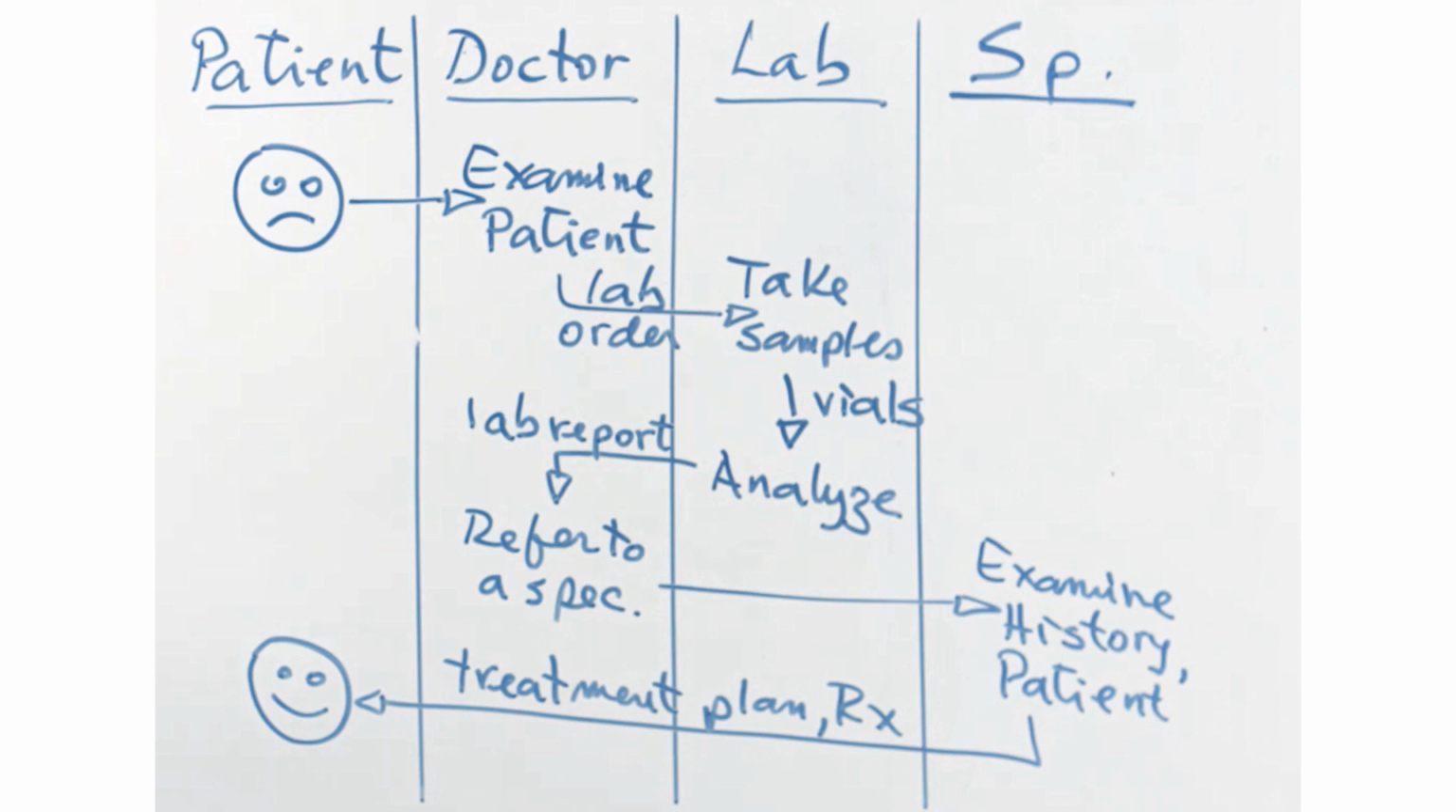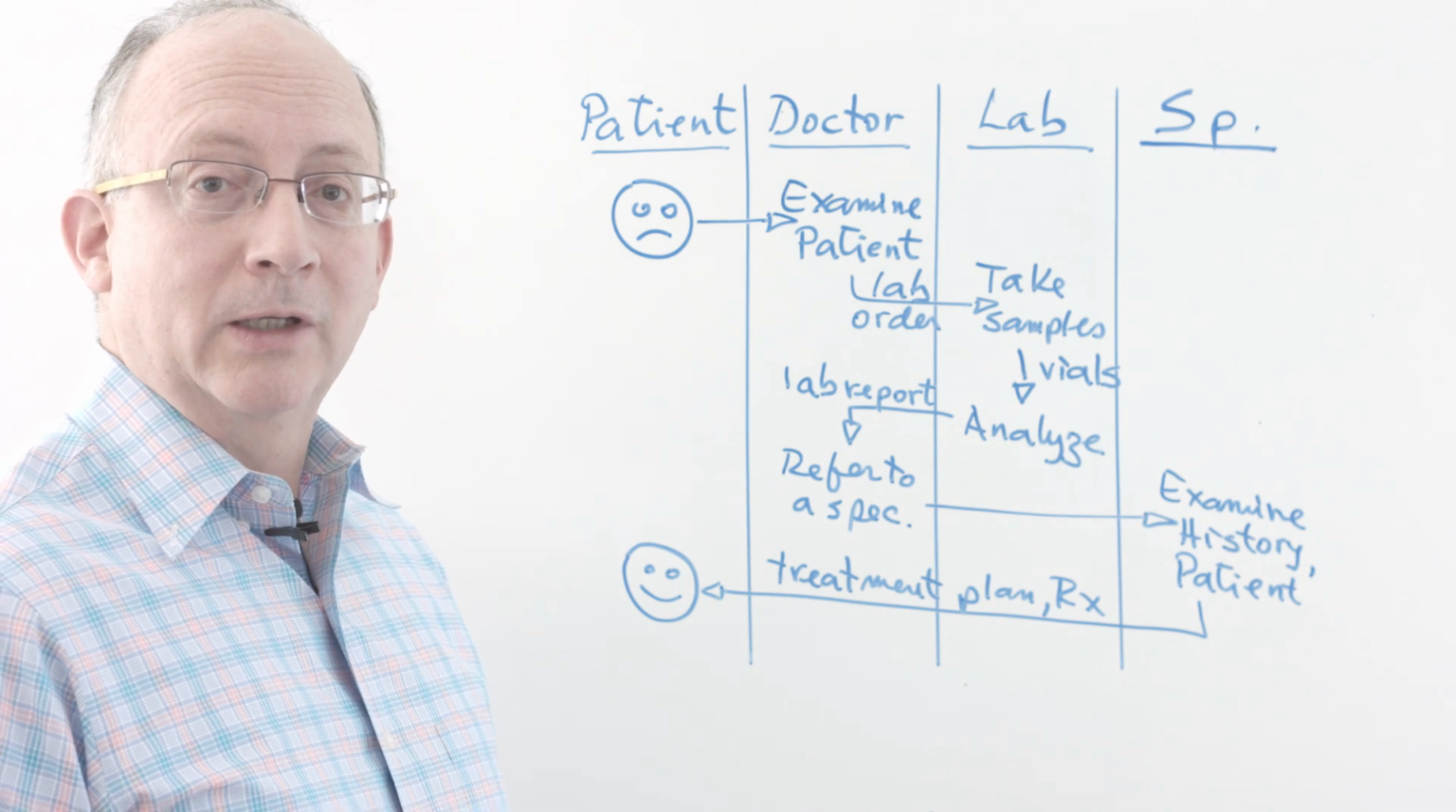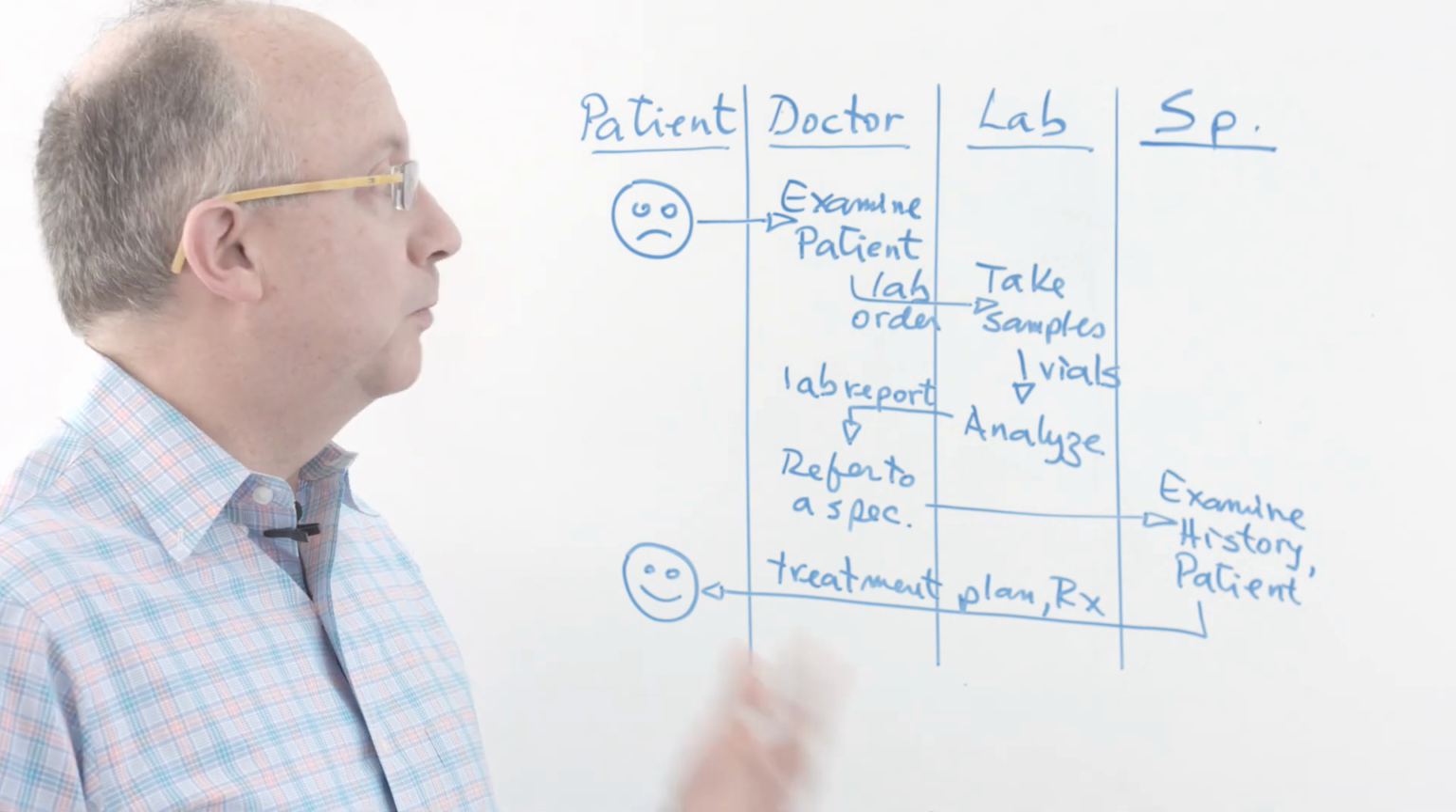The fourth step is the doctor referring us to a specialist. With all the info from the first exam and the lab, we go to the specialist, who will examine our history and ourselves and gives us an appropriate treatment plan and a prescription, the last step. So this simplified story of going to a doctor can help us make 2 points here.